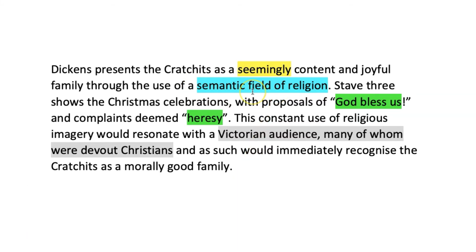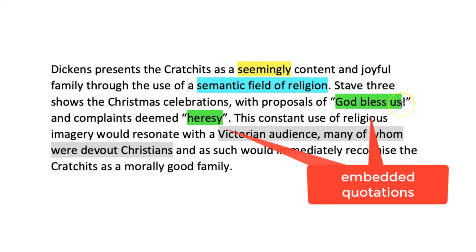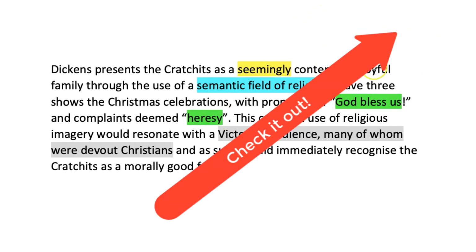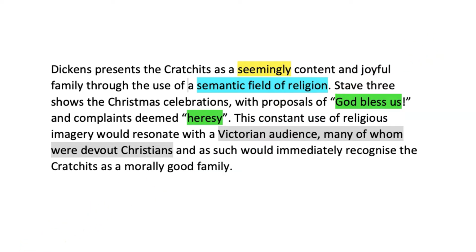If you don't know what a semantic field is, go and look it up. In the green here, we have embedded quotations. This is a super skill. It shows the examiner that you can build your evidence into your existing sentences. So that's so cool. Your quotations fit into the sentences and your sentences still make sense. This is a super efficient way of writing. I'll highlight a video up here that teaches you how to do it. It's called Kill P, so get rid of P paragraphs.